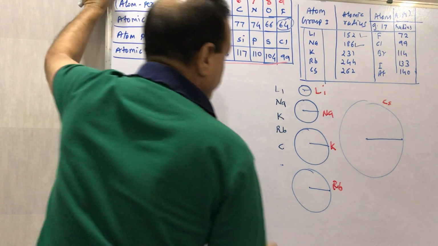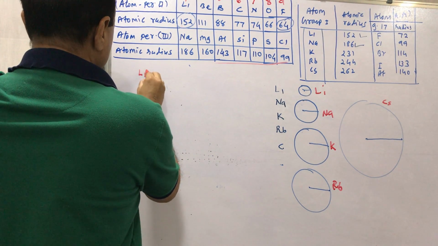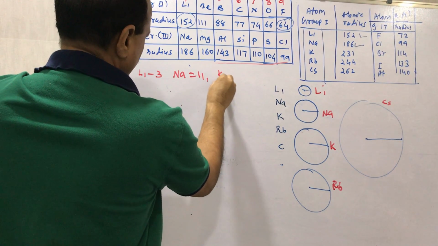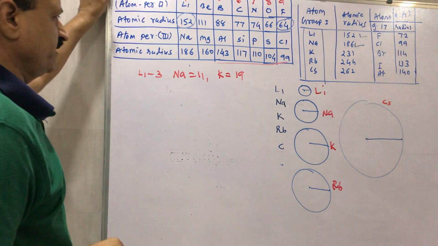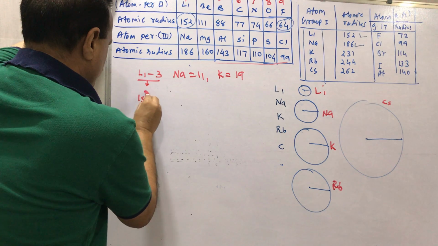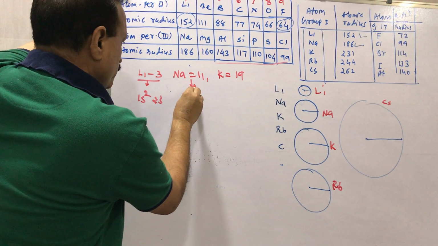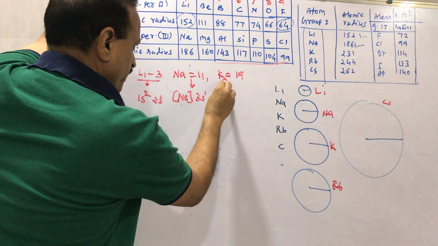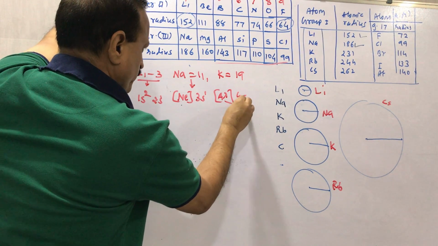So the atomic number of lithium is 3, sodium is 11, potassium is 19. Let's see by these 3 examples. Electronic configuration of lithium is 1s2, 2s1. Electronic configuration of sodium is neon 10 and 3s1. Electronic configuration of potassium is argon 18, then 4s1.